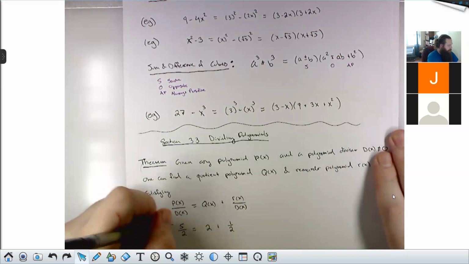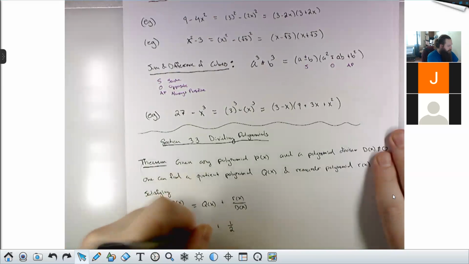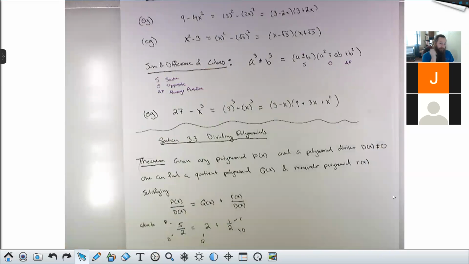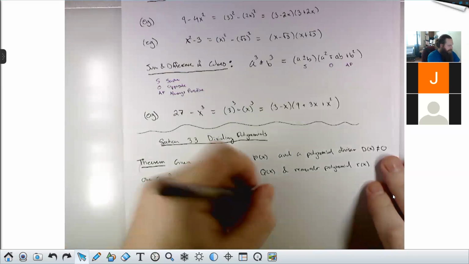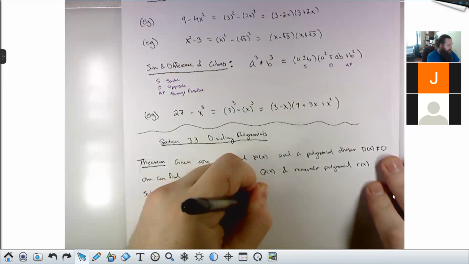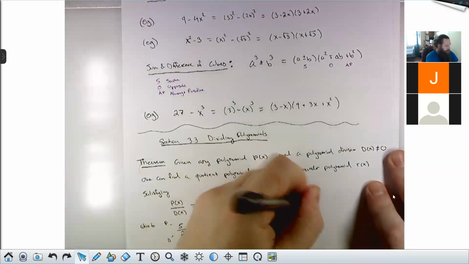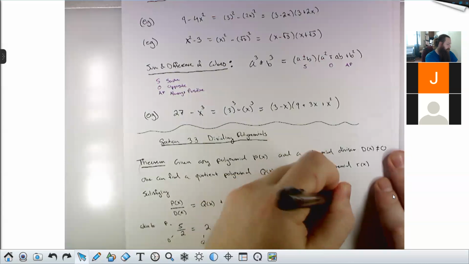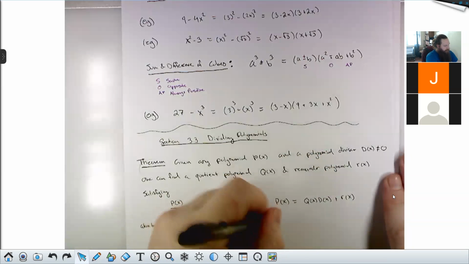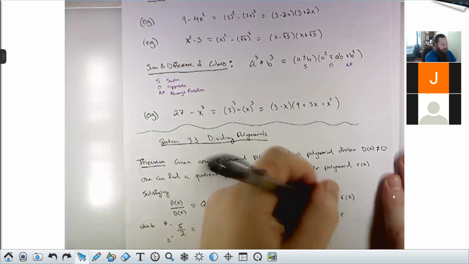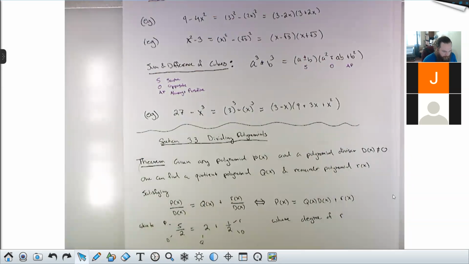So this would be like B, this would be like Q, this would be like R, and this would be like B. But the way that algebraists, people who study algebra, usually write this is that you can always write P as Q of X times D of X plus R of X. And the neat thing here is the degree of R is guaranteed to be smaller than the degree of D.